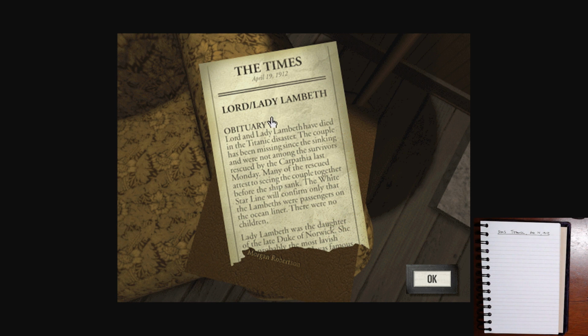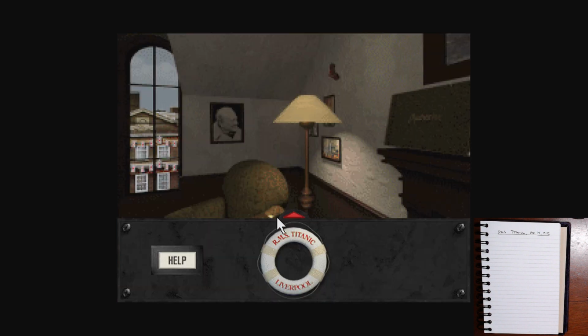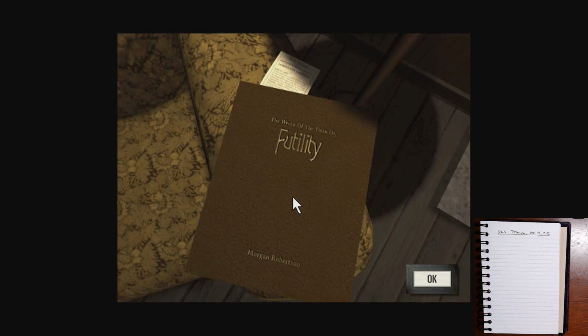And an excerpt from the Times, April 19th, 1912. Lord, Lady Lambeth, obituary. Lord and Lady Lambeth have died in the Titanic disaster. The couple has been missing since the sinking and were not among the survivors rescued by the Carpathia last Monday. Many of the rescued attest to seeing the couple together before the ship sank. The White Star Line will confirm only that the Lambeths were passengers on the ocean liner. There were no children. Lady Lambeth was the daughter of the late Duke of Norwich. Okay, so we have a clipping of the obituary of the Lambeths.